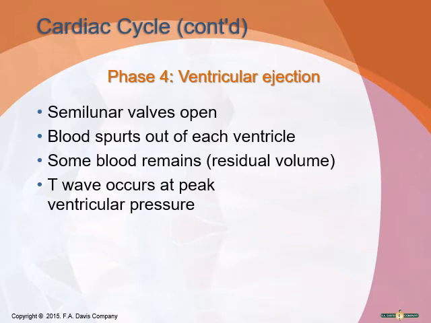In phase 4, ventricular ejection, you'll see that the semilunar valves open up. They do this because the AV valves have closed in the last phase and the pressure increases in the ventricles to the maximum of the contraction. This pushes the semilunar valves open and blood leaves each ventricle. However, some blood remains in the ventricles. This is called residual volume. This is basically at the end of when the ventricles contract. And this is represented on the ECG as the T wave.